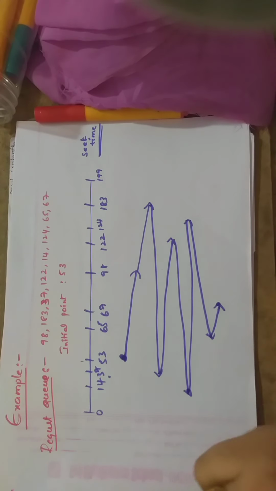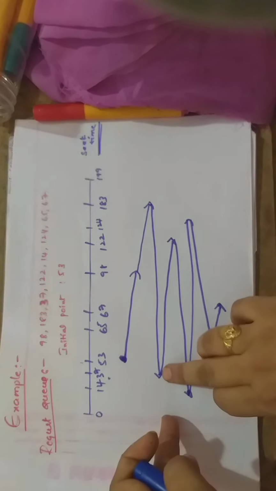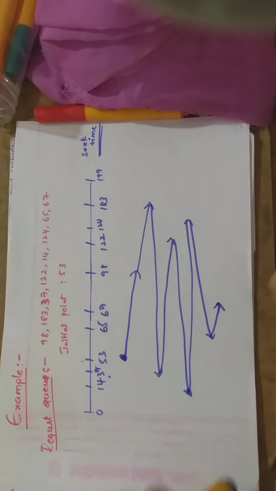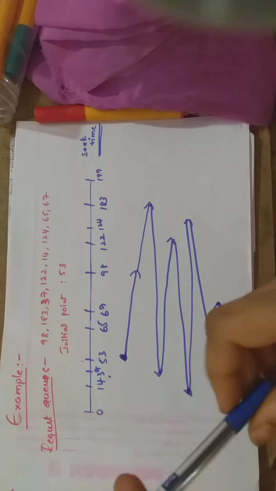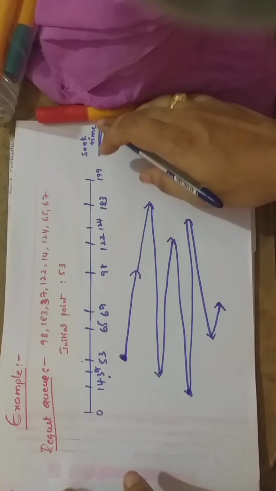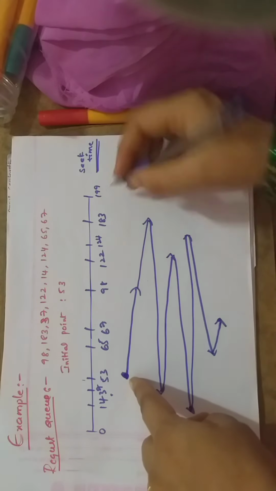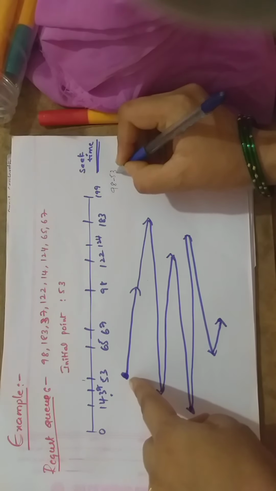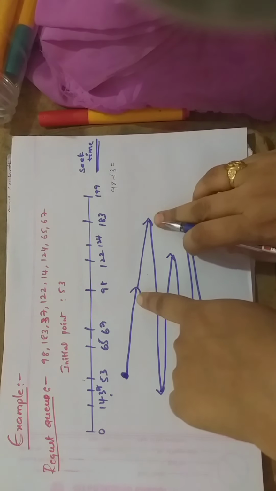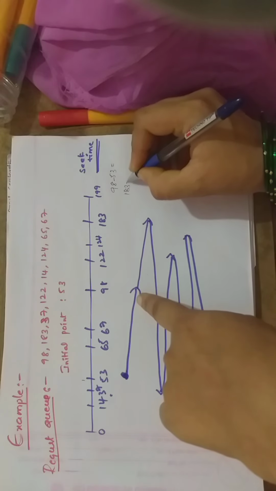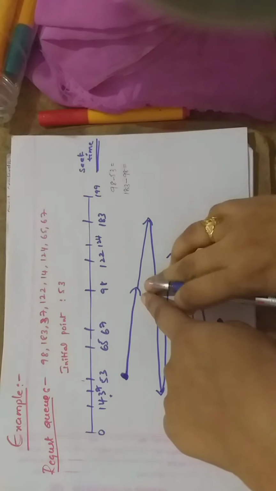The time required for moving from here to here, and from here to here, is called the seek time. Now we'll calculate the seek time for the first come first serve scheduling algorithm. First, moving from 53 to 98, how much time do we require? 98 minus 53. And from 98 to 183, 183 minus 98 we'll get that answer.